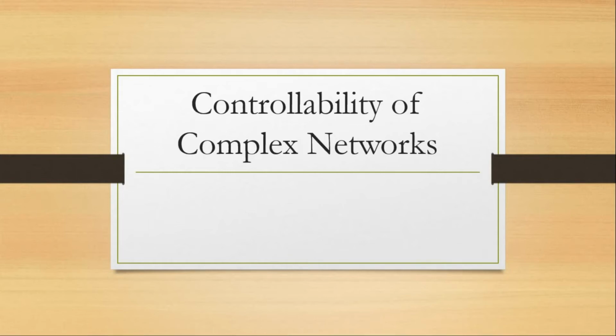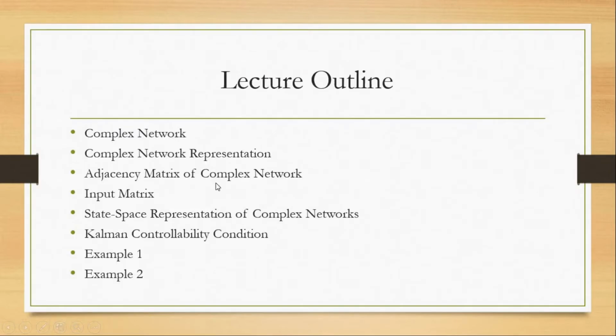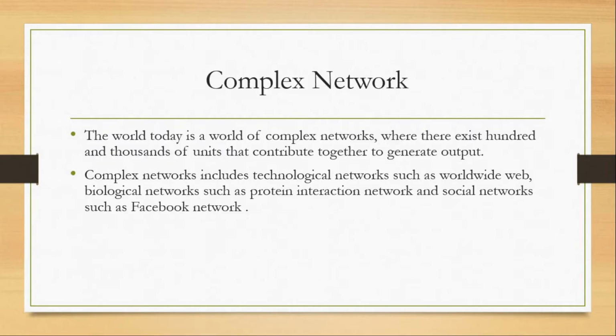Controllability of complex networks. So here is the lecture's outline. First of all, we will discuss the complex network, then complex network representation. Then we will discuss the adjacency matrix of a complex network and input matrix. Then we will discuss the state space representation of a complex network and Kalman controllability condition. Finally, we will discuss two examples on this topic.